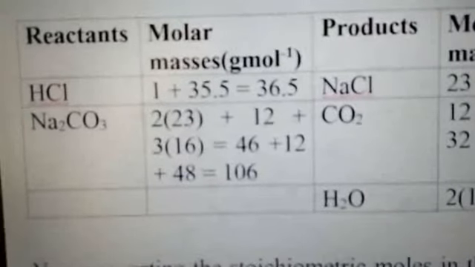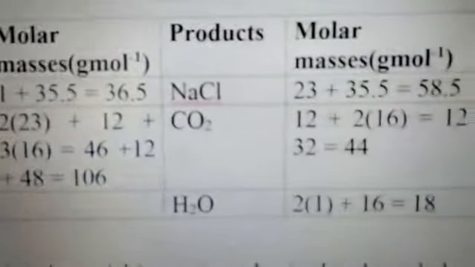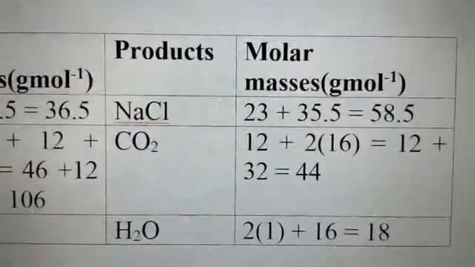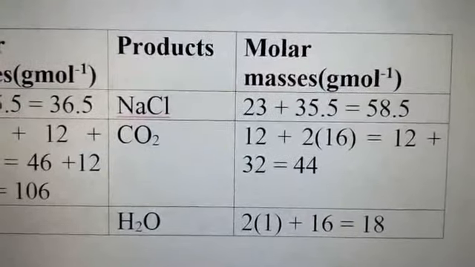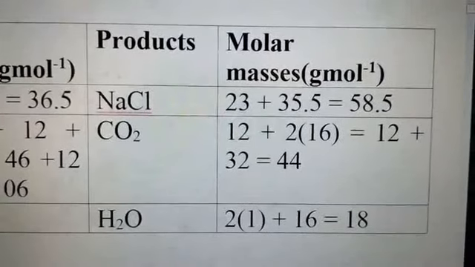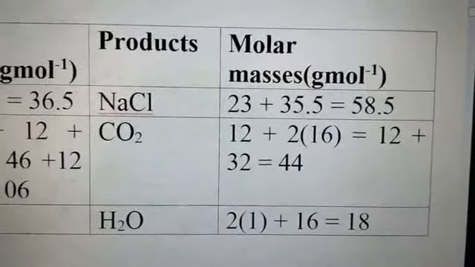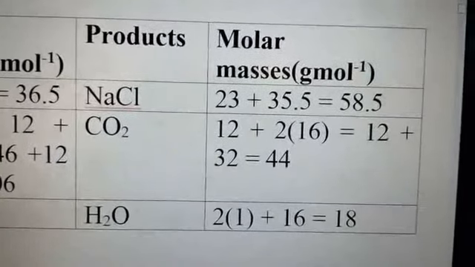The molar mass of sodium carbonate is 106. We now go to the products. The products in the reaction are NaCl, CO2, and water. We find the molar mass of NaCl: sodium is 23, chlorine is 35.5. Adding the two, we have 58.5 grams per mole.